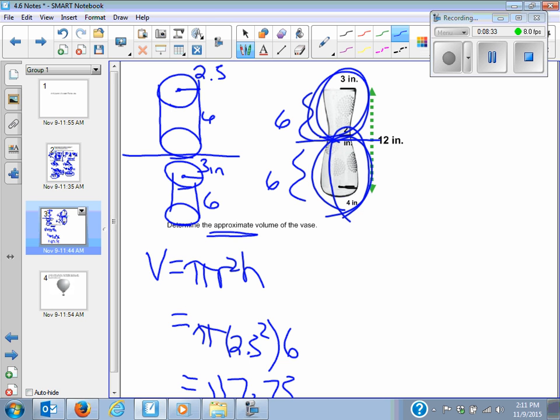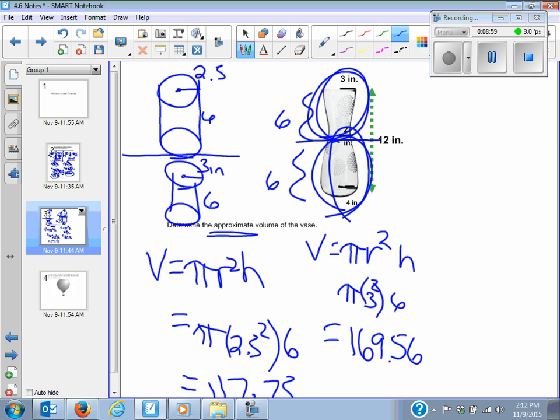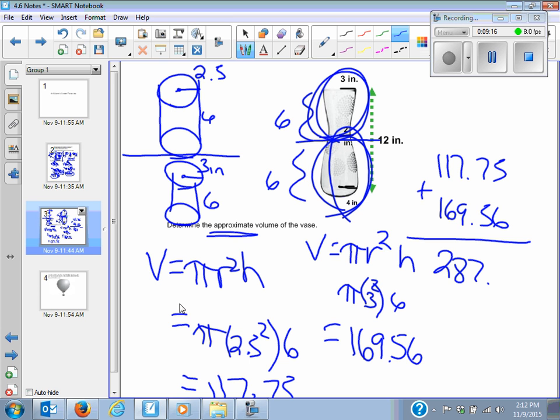that will be 117.75. And then for the lower one, the volume equals, again, pi r squared times h, pi times 3 squared times my h, which is 6 again, and that equals approximately 169.56. And then in the end, I would add those two together, so I would take 117.75 and add the 169.56. And when I added those together, I would get 287.31. And that would be my approximate volume of this vase.